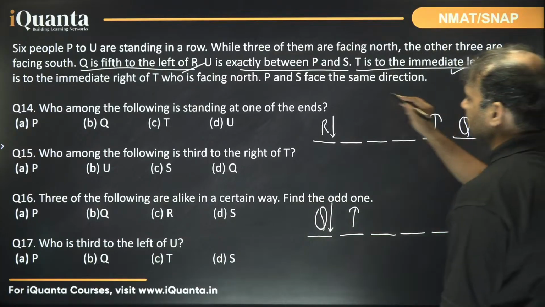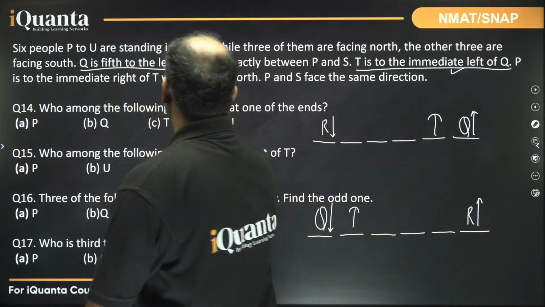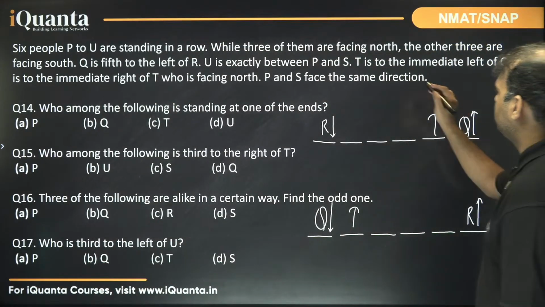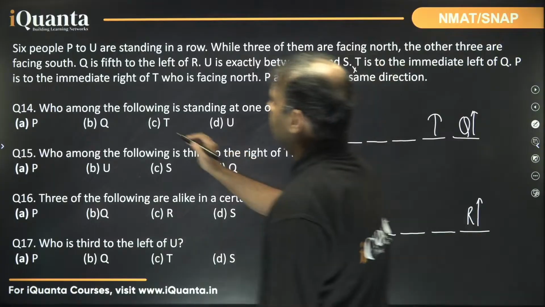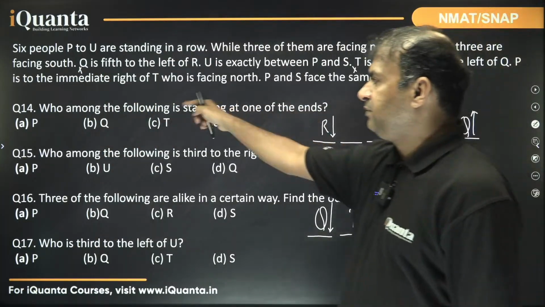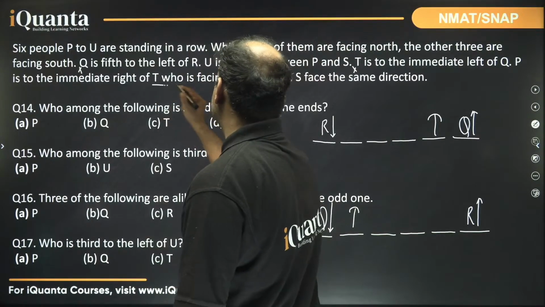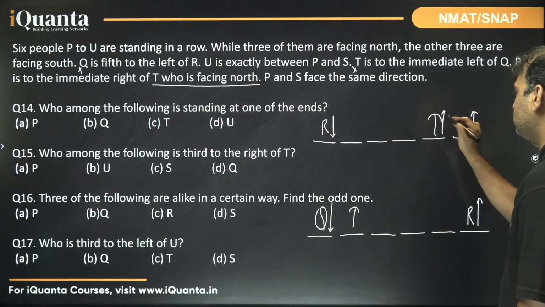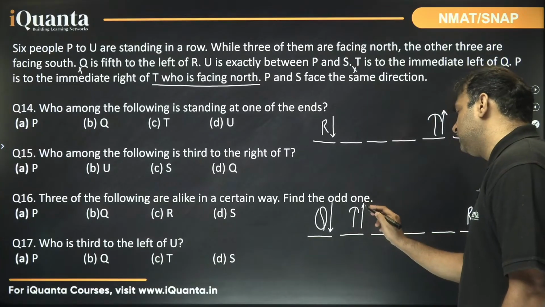Okay, let me erase these lines so that I can tell you what we have used and what we have not. So guys, we have used this line so far, right? And we have used this line so far. Now coming to the next line, now they are saying P is immediate right of T, who is facing north. That means T is facing north. Okay, good for us. We know the facing direction of one more person. T is facing north.